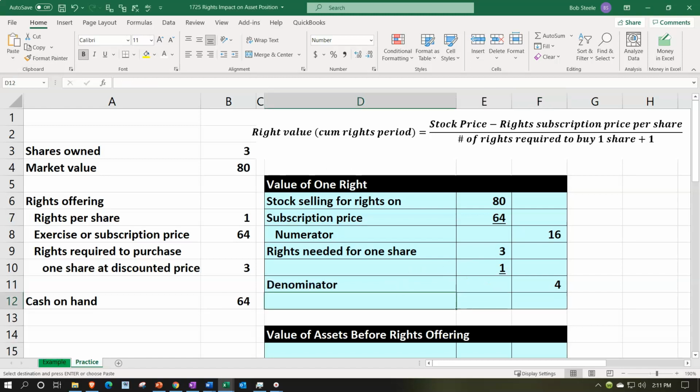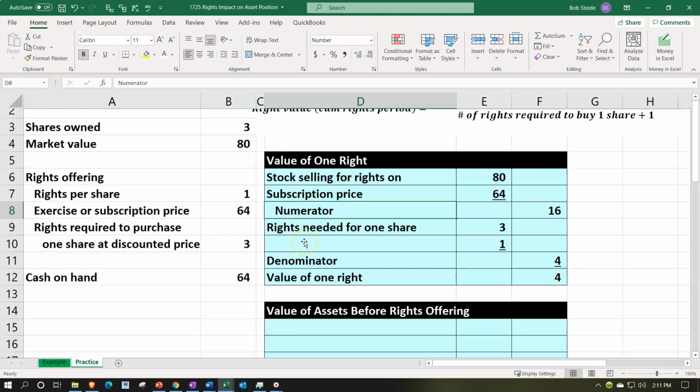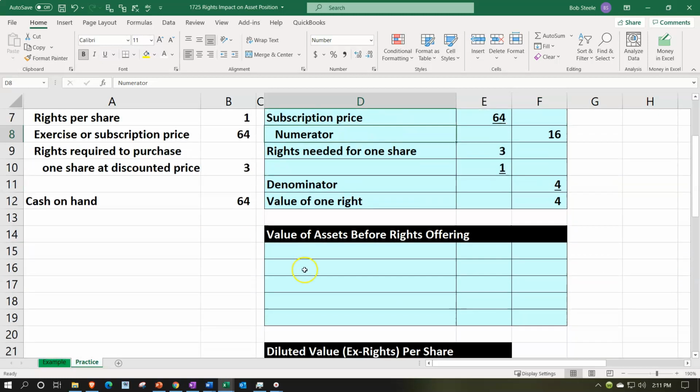And then we have the value of the 1 right. The value of the 1 right is going to be the 16 divided by 4, or 4. On that one, font group, and we're going to say underline. So there we have that. Now, what's going to be the value of the assets before the rights offering? Let's think about this before the rights offering took place. We have the shares that we own.